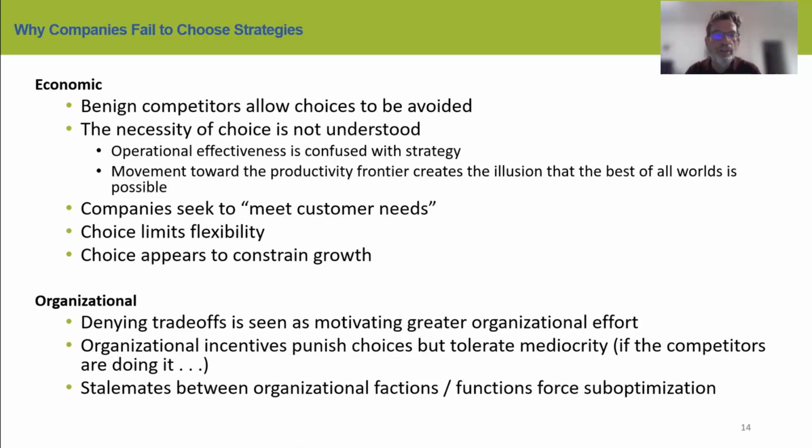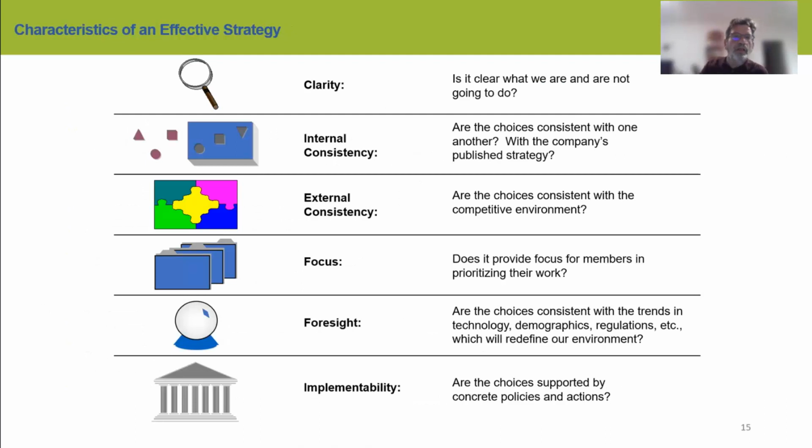Organizational issues. Denying trade-offs is seen as motivating greater organizational effort. Organizational incentives punish choices but tolerate mediocrity if the competitors are doing it. Stalemates between organizational factions force sub-optimization. So, let's see what are the characteristics of an effective strategy.